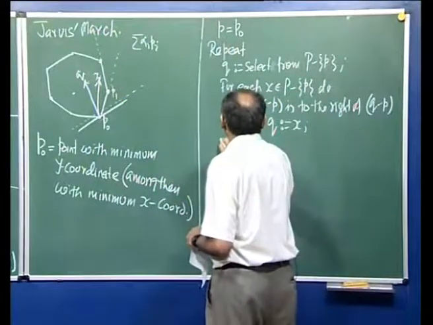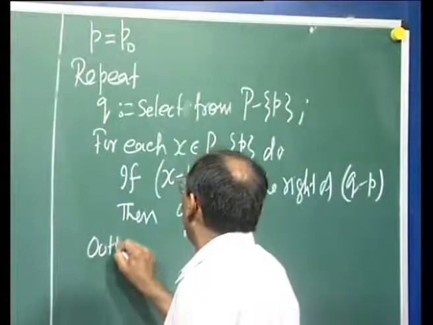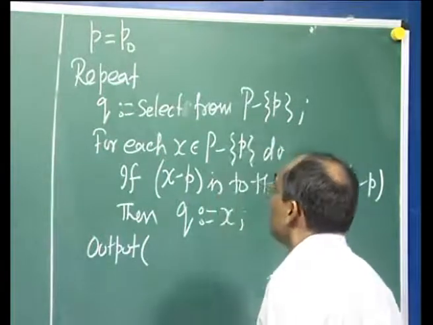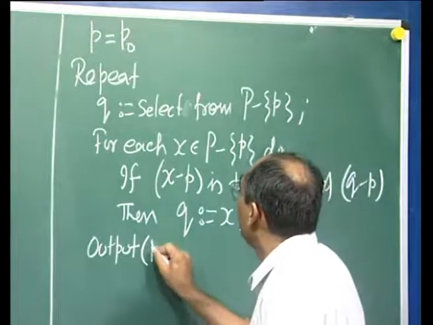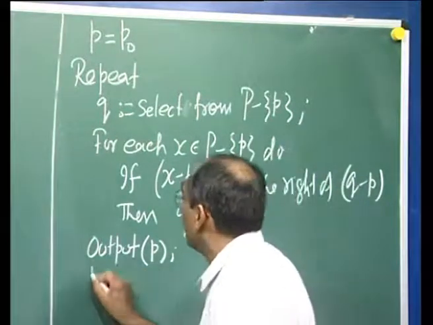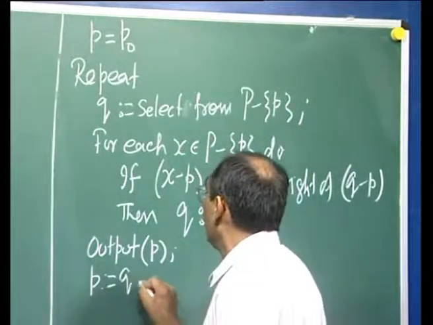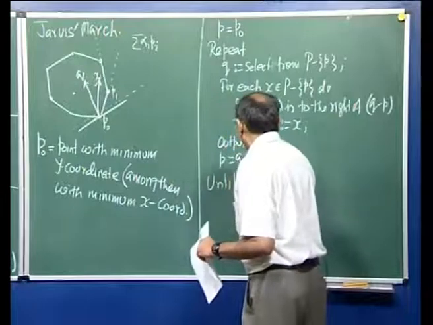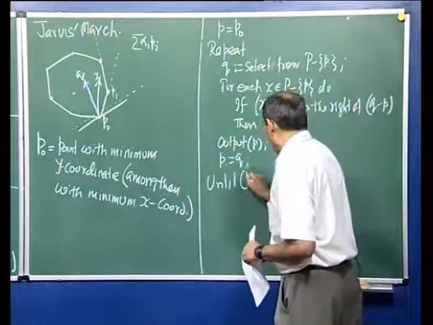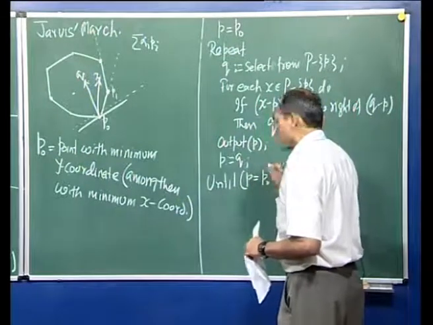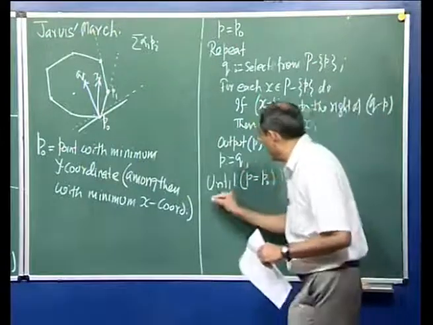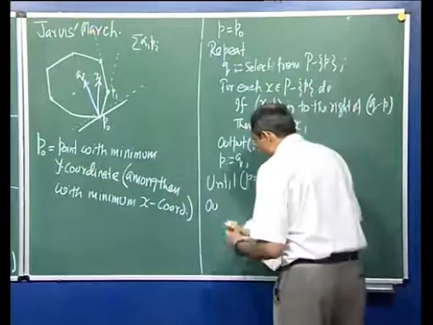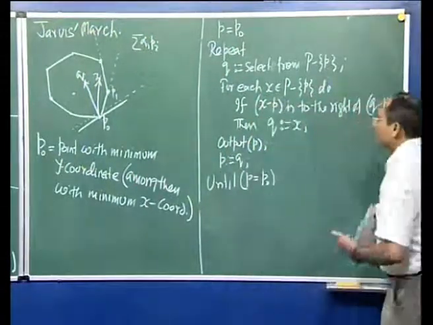So, we will then output p and set p equal to q, and we repeat this process until p is equal to P naught. And I think at the end we are going to output the last one. Well, that has been already done. So, this would complete the entire process.